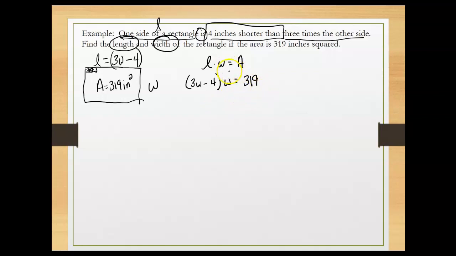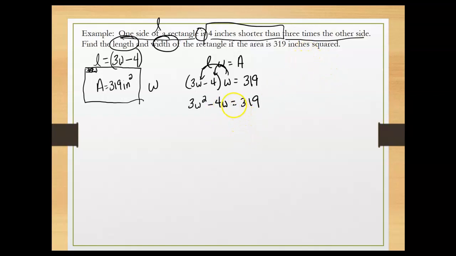Well, let's think about whether this is linear or quadratic. When I distribute my w, 3w times w is 3w squared. Negative 4 times w is negative 4w, and that equals 319. This is a quadratic equation because I have the w squared and the w. It's not linear. If it was linear, I would just have one of the w's. That means I'm going to have to solve this using either factoring or the quadratic formula.